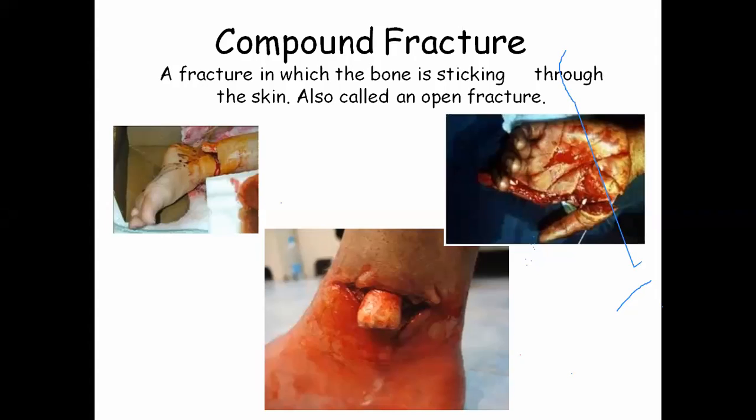What are complete fractures and incomplete fractures? Only 1% of the bone will break in case of an incomplete fracture. Yes. What about a greenstick fracture? One side will break, then the other side of the bone will be bent down. Okay, very good.